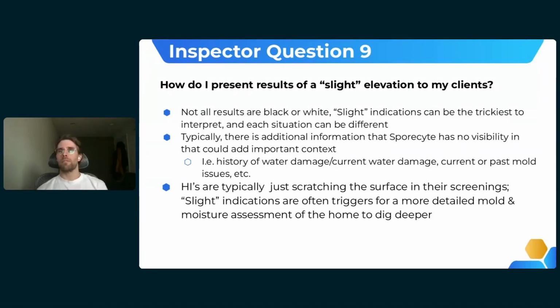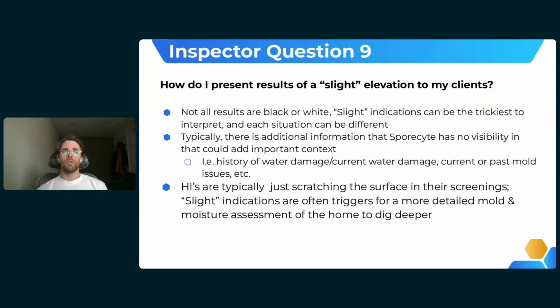Just like in many other aspects of life, black and white are very easy to define. If there's no issue, easy, no detected elevation. If there's a very major issue, that's also easy. It's clear that there's a problem here. But when the results are in the middle, the gray area, it can be hard to interpret that and it can be hard to communicate that. So us as a lab, we don't have the full picture, the full context, right? Like you may have, or maybe you don't have the full context and you need to refer them out to a specialized environmental professional for a more detailed inspection.